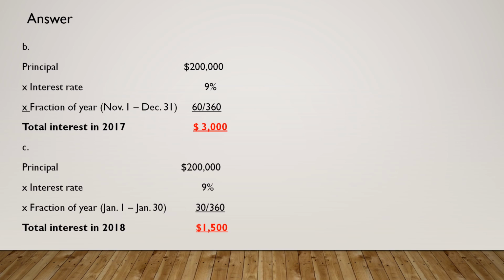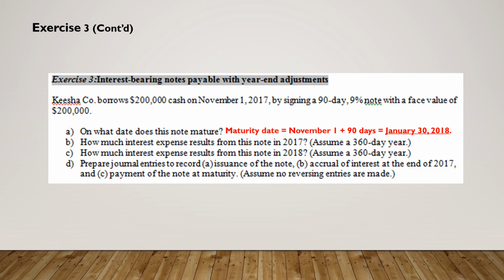These are the answers for requirements B and C. Then requirement D: prepare journal entries to record the issuance of the note, accrual of interest at the end of 2017, and payment of the note at maturity, assuming no reversing entries. So you want to make 3 entries here: 1 entry for the issuance of the note on the borrowing date, and 1 entry for the accrual of interest at the end of 2017, because 2017 will end.